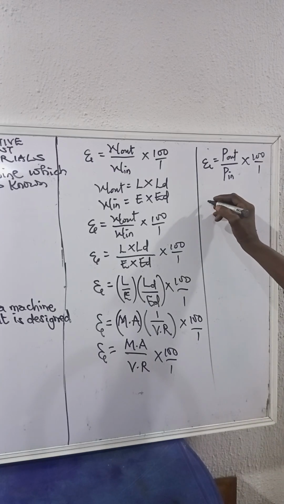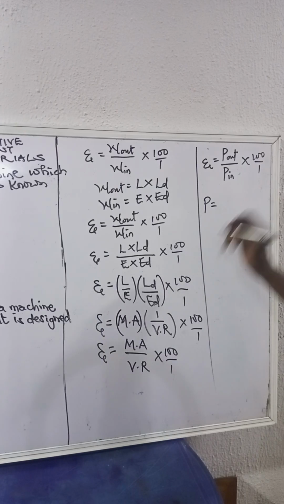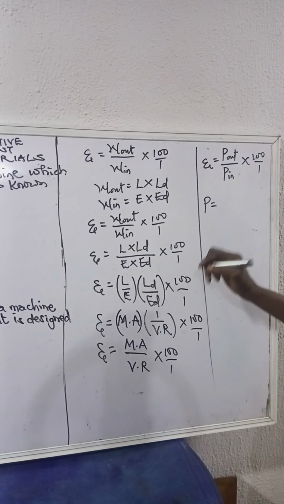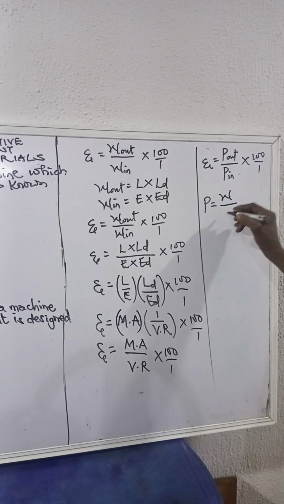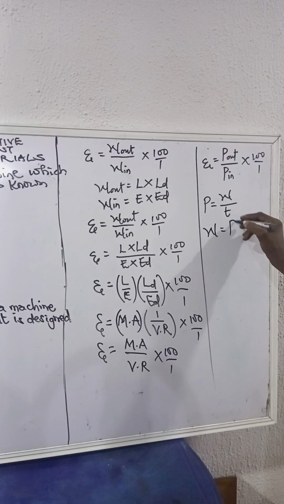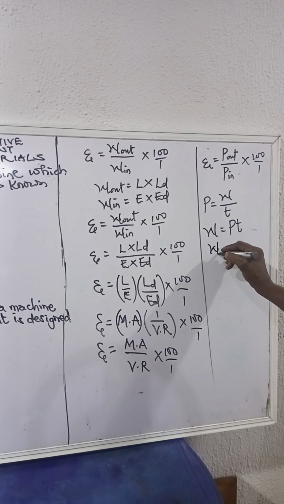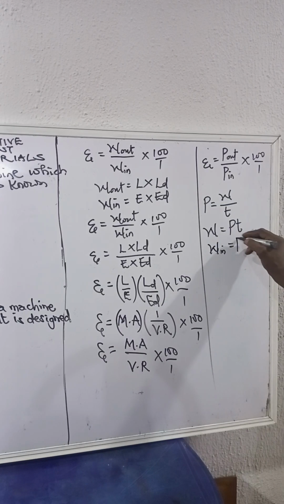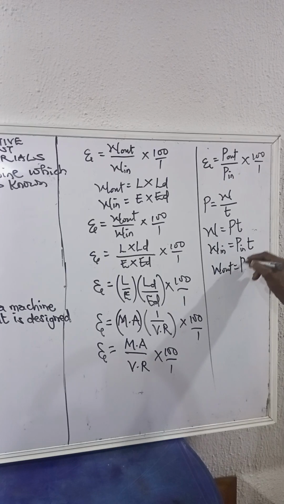How? See this. Power is equal to rate of doing work or rate of energy consumption. So we can write this as work done per unit time. This means that work is equal to the product of power and time. So work input is equal to power input times time taken. Then work output is equal to power output times time.